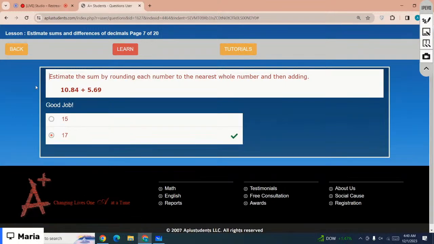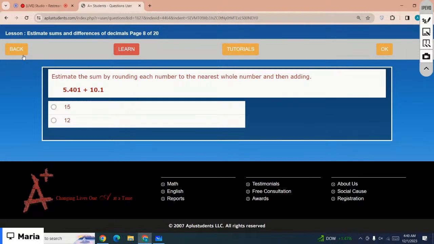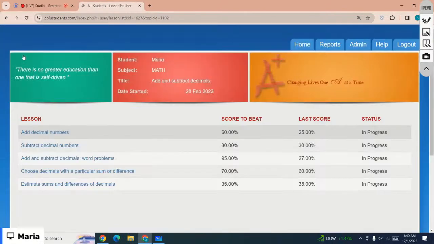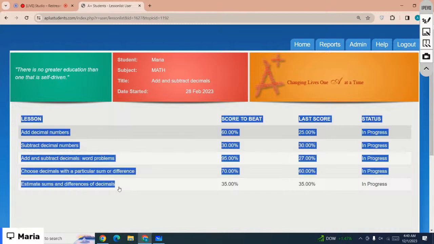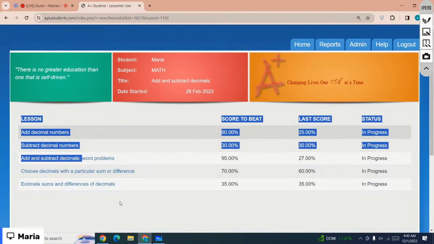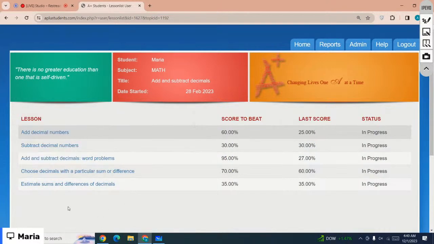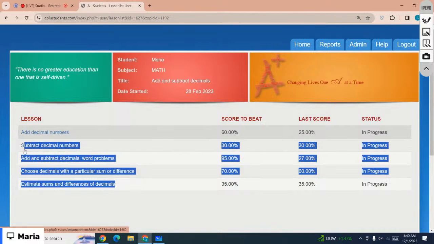Okay, you can complete the lesson by yourself later today. So we were working on grade 4 math. The chapter we were working on is add and subtract decimals. The lessons we have covered today are add decimal numbers, subtract decimal numbers, add and subtract decimal number word problems, choose decimals with a particular sum or difference, and estimate sums and differences of decimals, right?